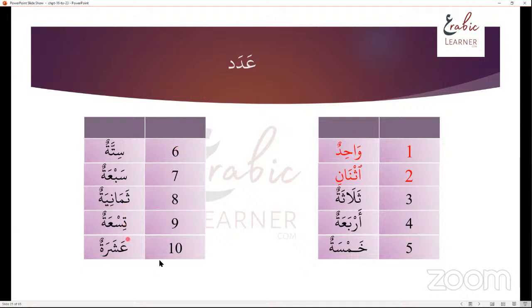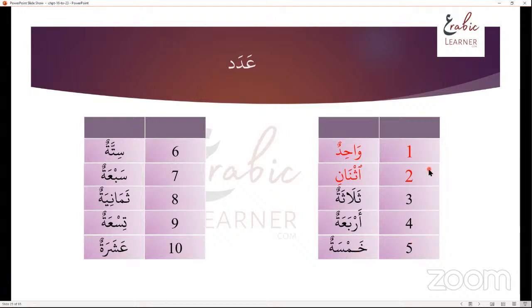Now, normally, when you are counting numbers, you don't pronounce the sign of the last letter. So how will you say: wahid, ithnan, thalatha, arba'a, khamsa, sitta, sab'a, thamaniya, tis'a, ashara? This is how you will say it. In some countries, ithnan is pronounced differently. When you go from region to region, these numbers are said differently. But this is the most common form mentioned in the textbooks, so I'm taking that.